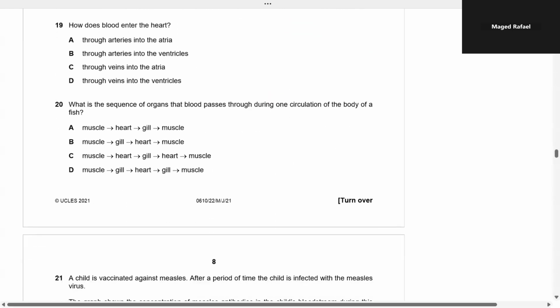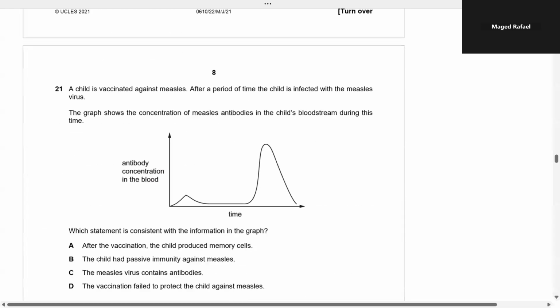Question 19, how does blood enter the heart? Blood enters the heart from the vena cava into the atria, or from the other side, from the pulmonary vein to the left atrium. So on both sides, either the oxygenated or deoxygenated side, it will come from veins to the atria. In question 20, the answer is A. I'm asking about one circulation of the body of a fish. So this represents the single circulation. So the answer is A.